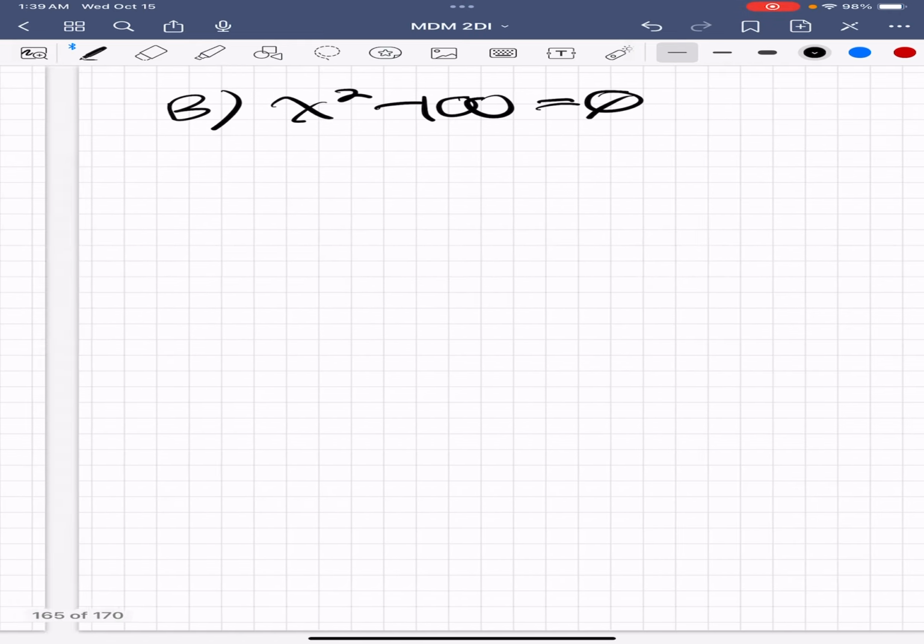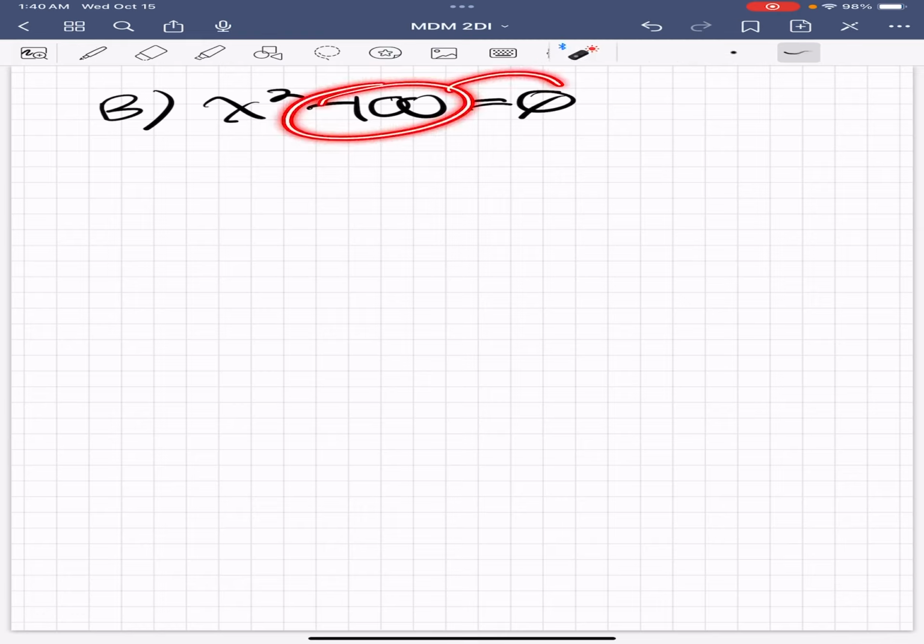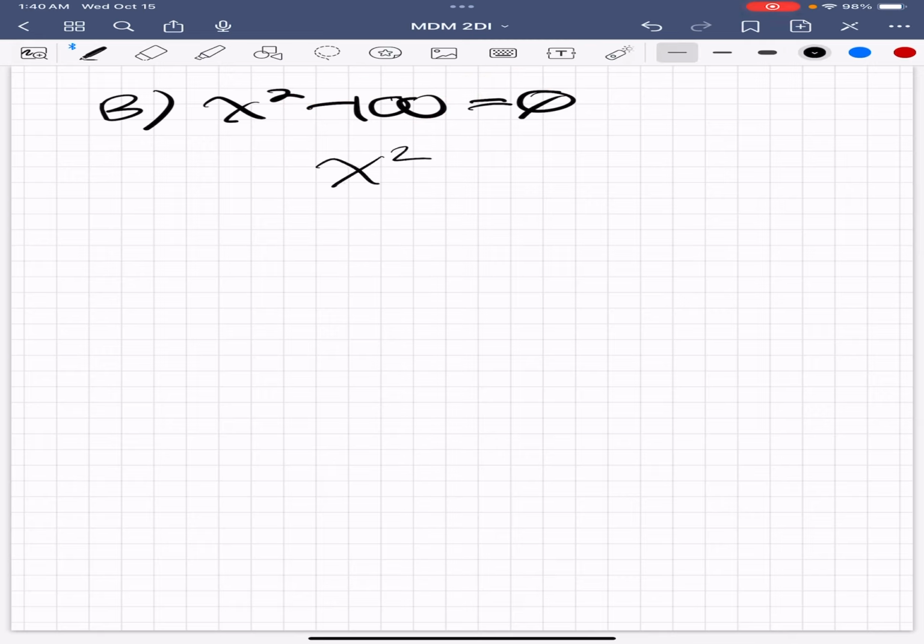Moving on. We have our question, which is x squared minus 100 equals 0. What we're going to do is take this minus 100 and move it to the other side, and its operational sign will change. So we have x squared equals 100.